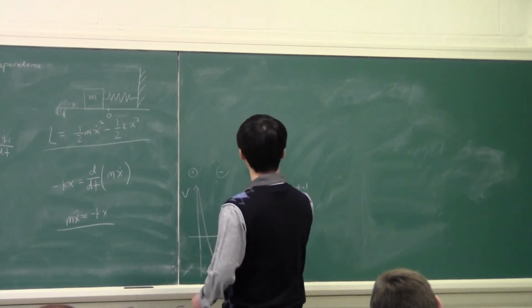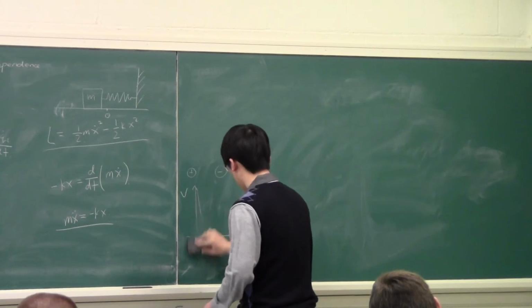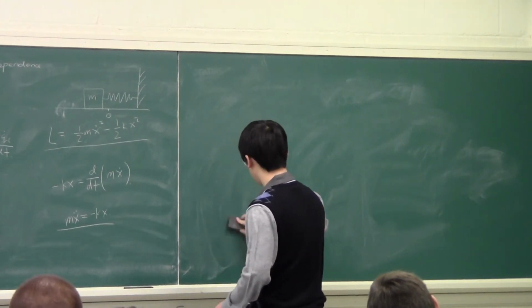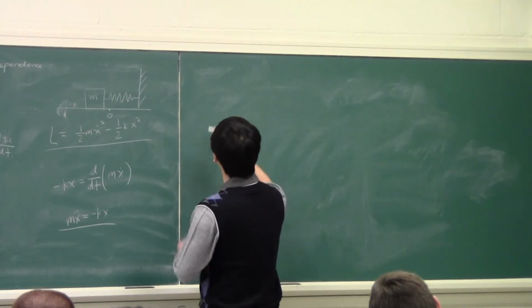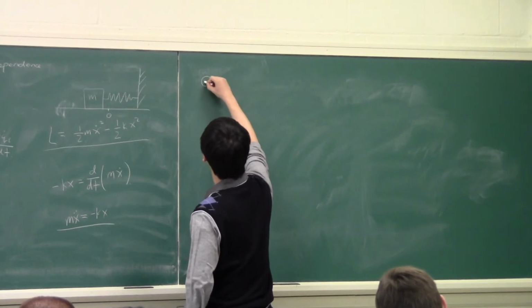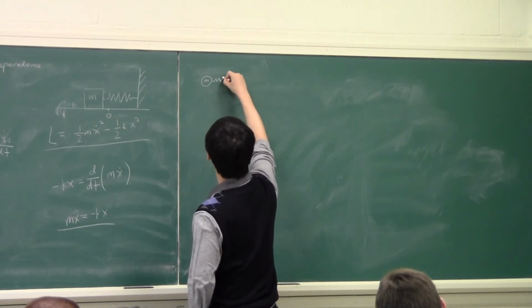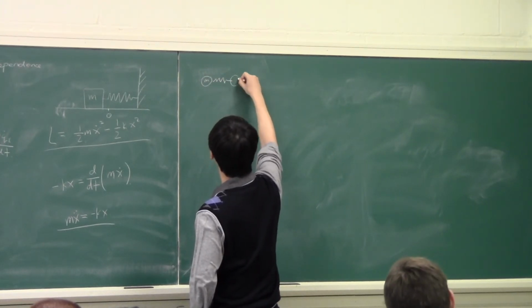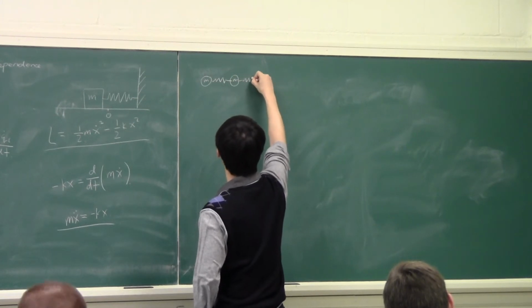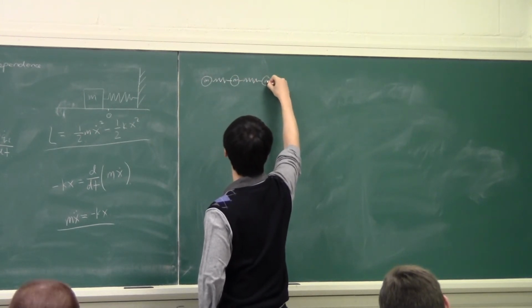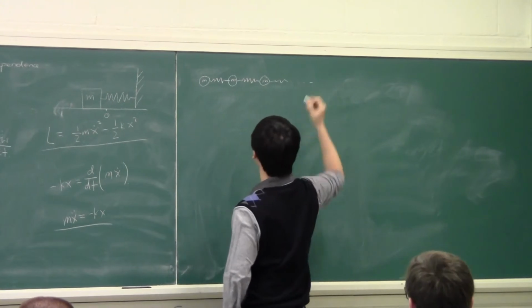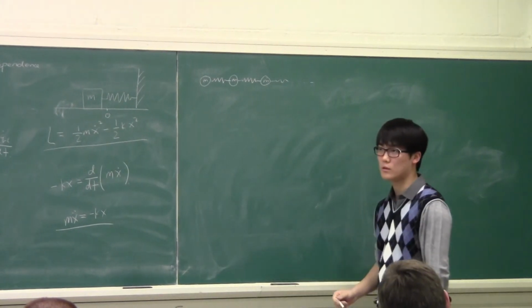The one-dimensional case would be a chain of atoms, and we're going to model it with masses connected to springs, and then connected to more masses. I'm not going to draw the whole thing.